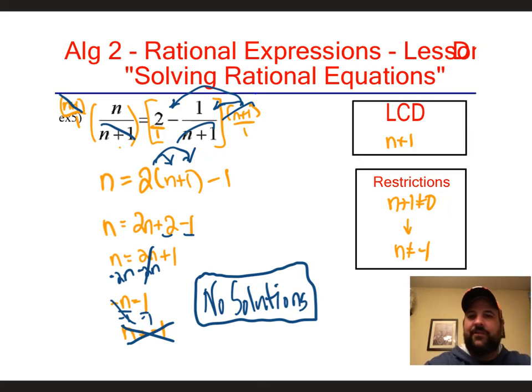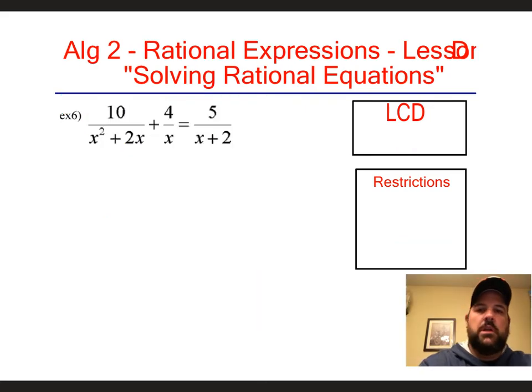Let's take a look at our final example. All right, so here in our final example, number 6, we have 10 over x squared plus 2x plus 4 over x equals 5 over x plus 2. Just like we saw in the last case, I now have 3 fractions, which means I can't just cross multiply. I'm going to have to find the LCD, and I'm going to multiply by that to cancel out my fractions.